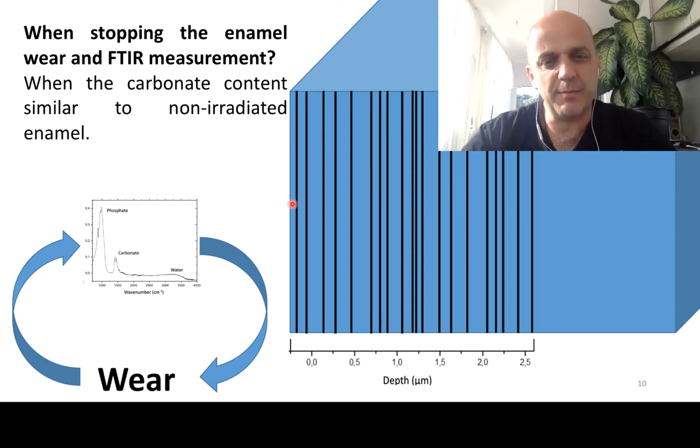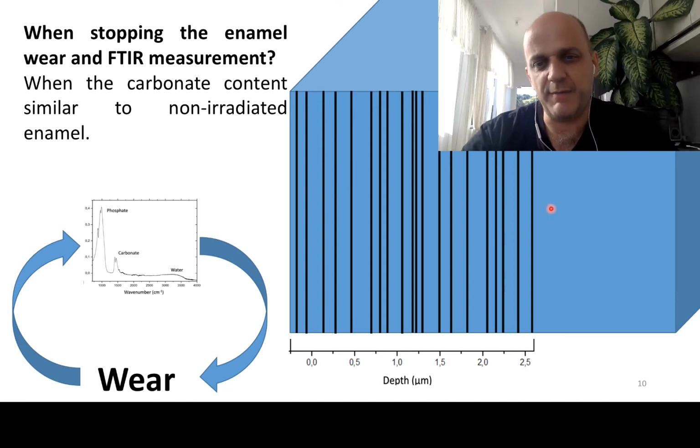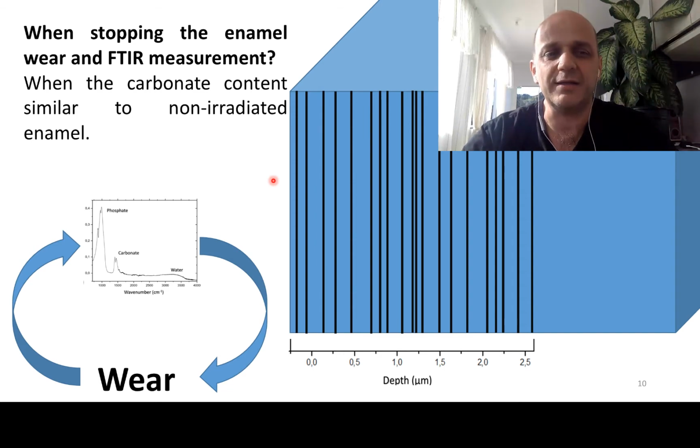So you remove layer by layer, some 1, 2, 3, 4 micrometers, and you have the absorption spectra for different steps in your enamel. The question is when you must stop the enamel wear and FTIR measurement. Imagine that the first value of carbonate content is the value of non-irradiated enamel. After irradiating and removing your enamel step by step, at a deep value of enamel you can measure again the carbonate content similar to the non-irradiated enamel. At this time you can stop wearing your sample.